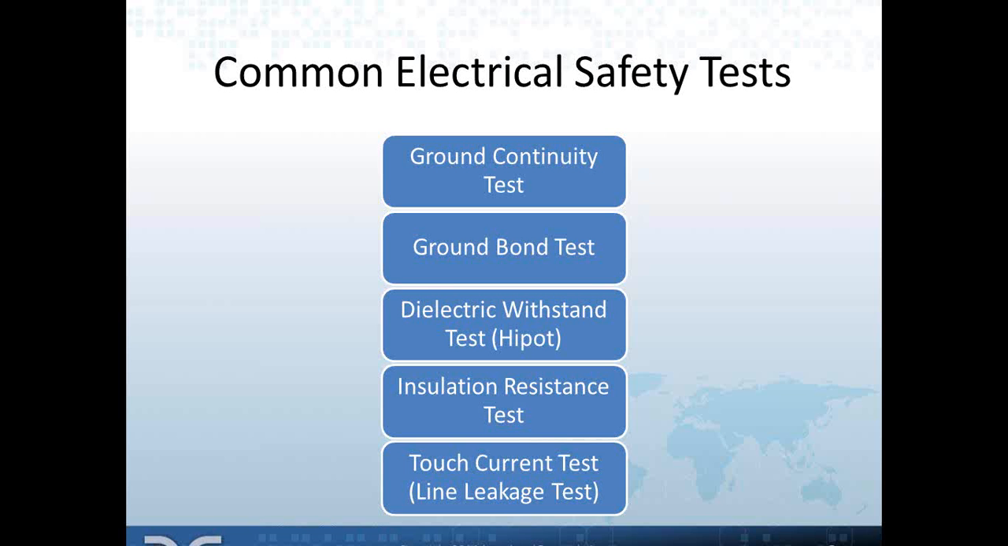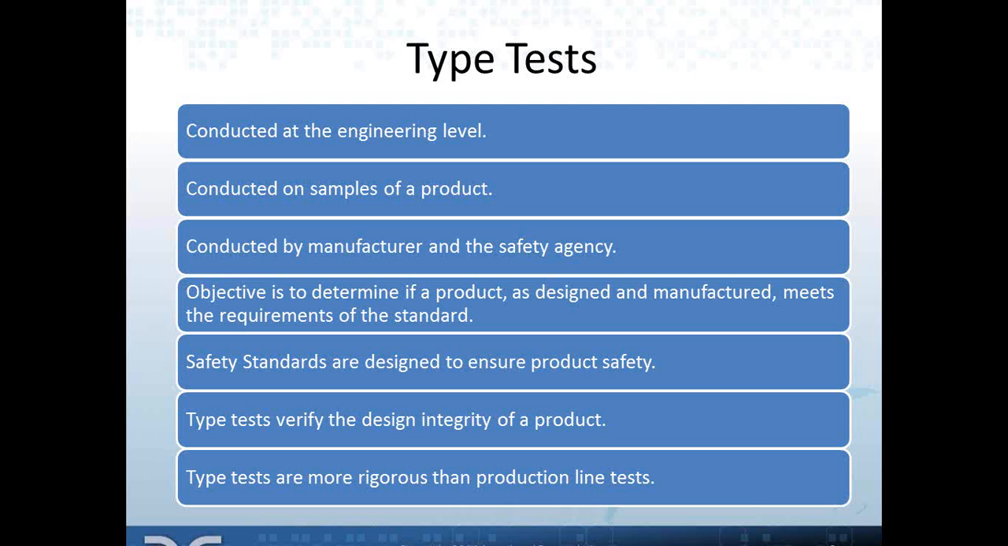And before we get into details of each of these tests, electrical safety tests are broken down into two separate groups: design or type tests and production line or routine tests. Type tests or design tests are usually performed to detect product flaws during the design stage of an electrical product. These are conducted at an engineering level, on samples of a product, usually by the manufacturer and/or the safety agency.